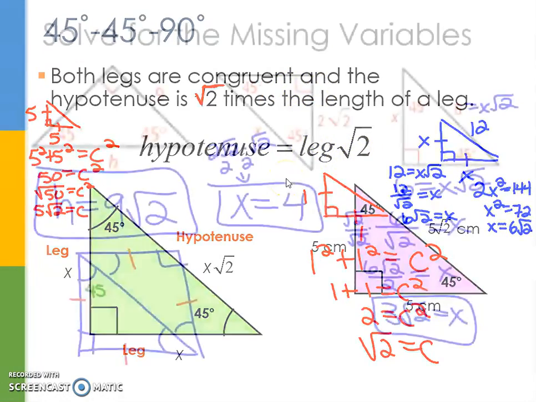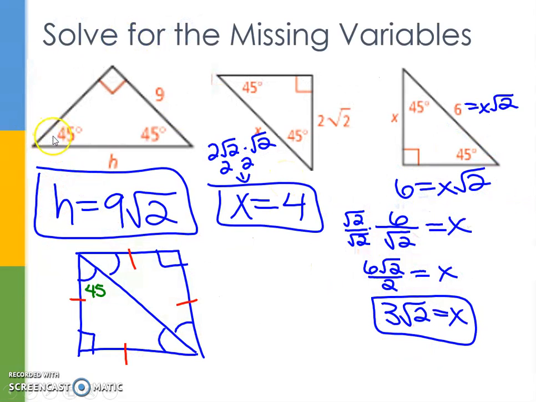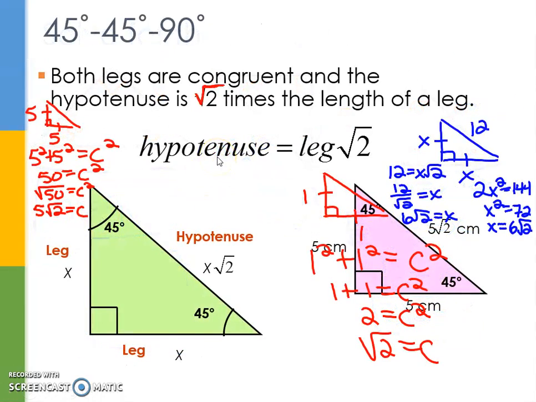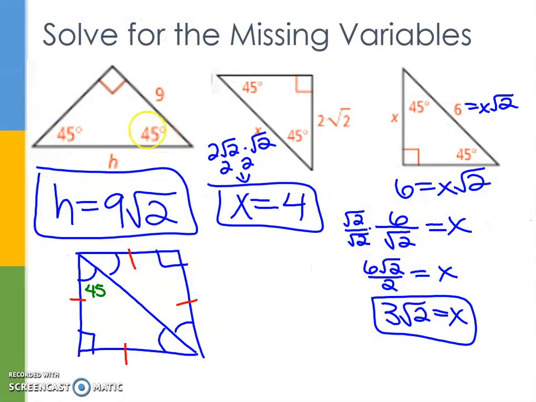That's the formula. So it only works if you see 45 degree, 45 degree, and 90 mark. You have to have these indicators. Otherwise, you cannot use this formula, okay? Only works for special right triangle.